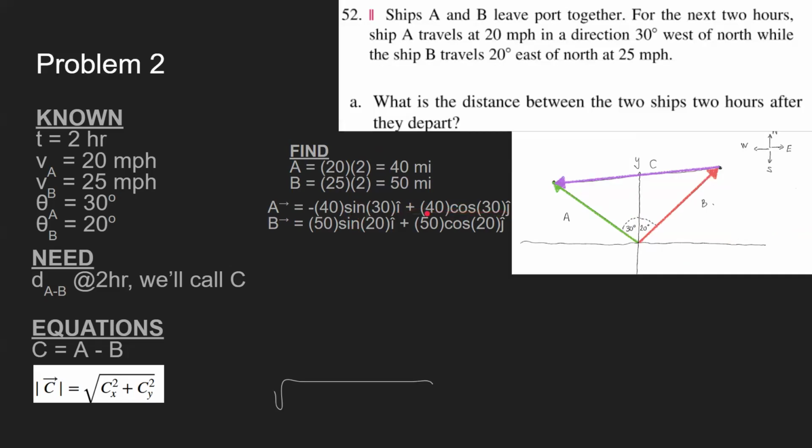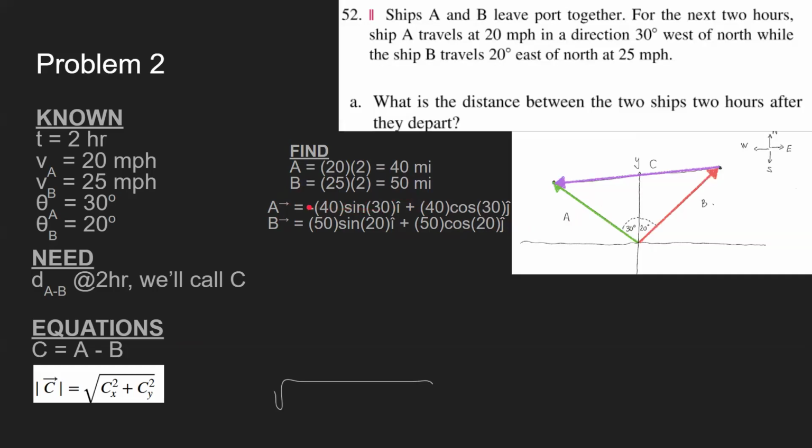If you don't know what that means, we use i hat to represent x components and j hat to represent y components. So the x component of A is right here. To find the x component, you do the normal thing, so 40 times sine, because sine goes with x when it's a vertical line. Sine of the angle, 30.